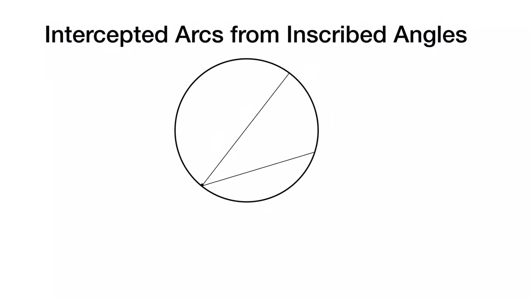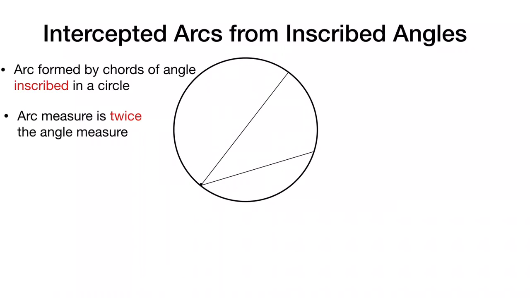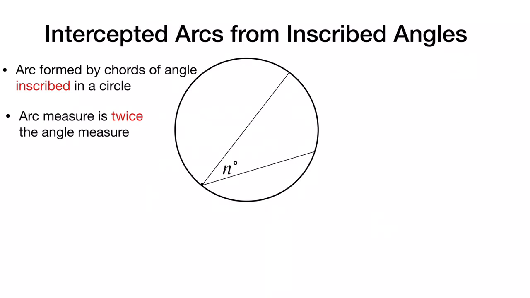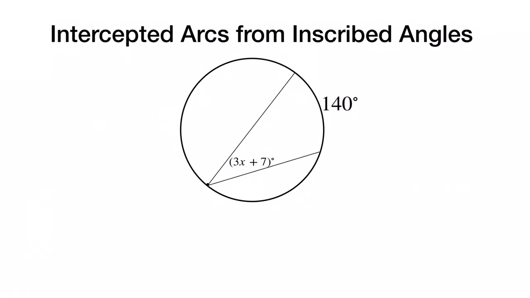Let's look at our second theorem about arcs, intercepted arcs from inscribed angles. The vertex is not in the center anymore, it's on the circle, and the angle is formed by chords connected to that vertex. In this case, the arc measure is twice the angle measure. So if our angle is n degrees, our intercepted arc is 2n degrees.